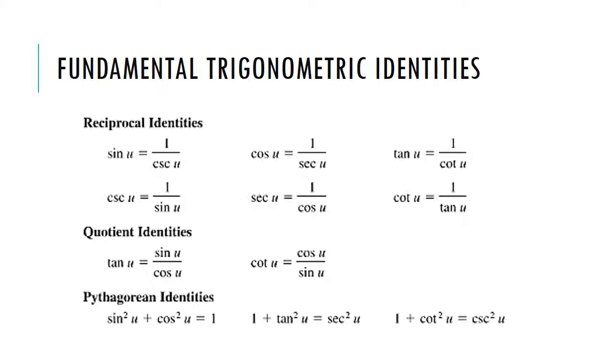With the Pythagorean identities, remember I said if you know the first one, sine squared plus cosine squared equals 1, you can derive the other two by dividing everything by sine squared. That will give you the third one, 1 plus cotangent squared. And then you can divide everything there by cosine squared, and that'll give you the second identity.